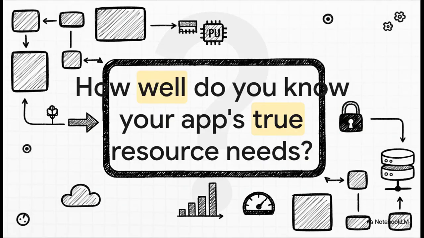And that leaves us with one final thought. By making resource definition a mandatory part of the deployment contract, the system is basically pushing all of us to be better architects. Knowing your app's true resource needs isn't just a nice-to-have performance metric anymore, it's a fundamental requirement to even get your code deployed. So, the real question is, how well do you know yours?